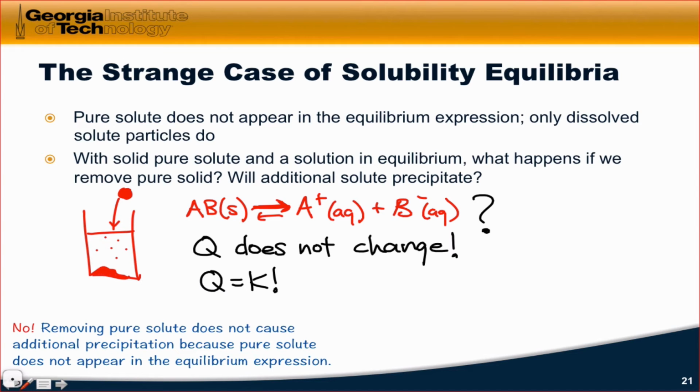We could also ask the same question about removing pure solid from the bottom. Could we cause additional precipitation if, for example, we scooped out some of this precipitate? The answer there is also no. Removing the pure solute will not cause additional precipitation because, again, we can't remove solid AB and expect the reaction to run backwards. Again, Q does not change since the concentration of solid AB does not appear in the expression for Q. Q remains equal to K, and the system remains in equilibrium.